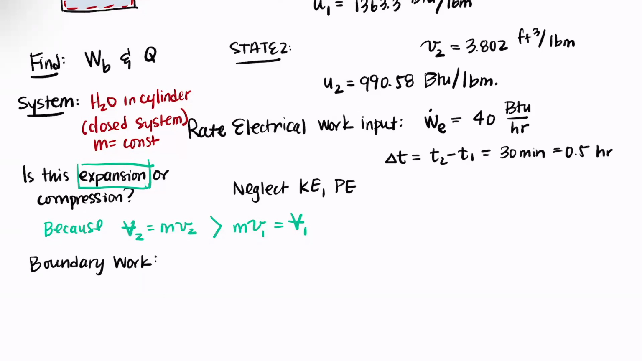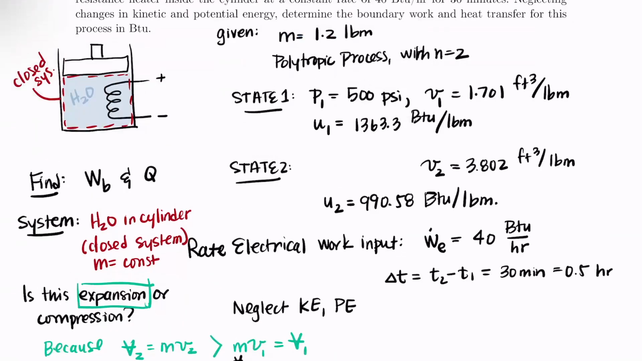So we know that our equation for boundary work is the integral from state one to state two, so from volume 1 to volume 2, since we're integrating with respect to volume, and we have pressure times dV. We need an expression for P as a function of volume, as always. But we're given that it's a polytropic process with n equals 2.